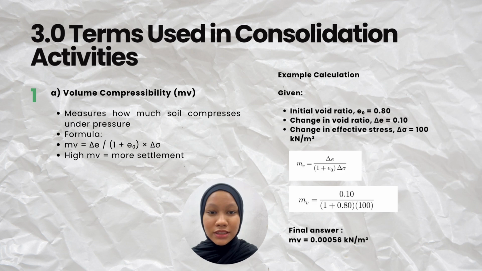As shown in the slide, example calculation: given initial void ratio e0 equals 0.80, change in void ratio delta e equals 0.10, and change in effective stress, which the symbol is delta sigma, equals 100 kilonewton per square metre. All the data given are substituted in the formula, and we get the final answer, which is mv is 0.00056 square metre per kilonewton. If the mv value is higher, the more settlement it needs.